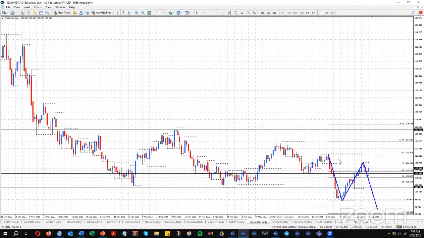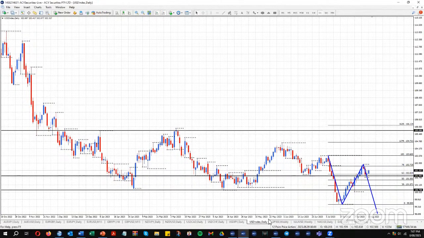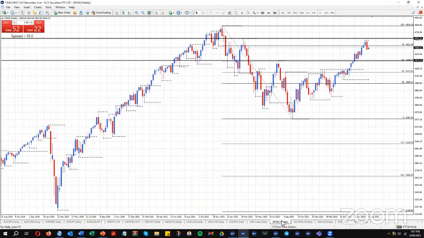Of course, if we have much higher CPI data coming out, we could take out this high, and that's going to change the weekly trend to up. So we could get a shift. All right. At the moment, it's just, have we rallied and are we topping out? All right. So we can monitor that. Let's have a look at the S&P 500.